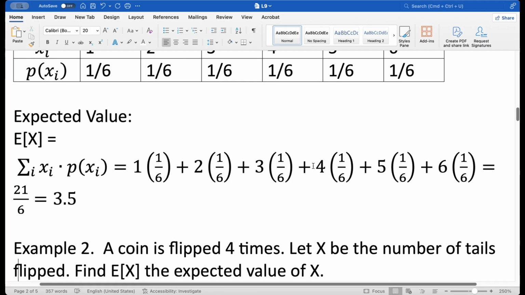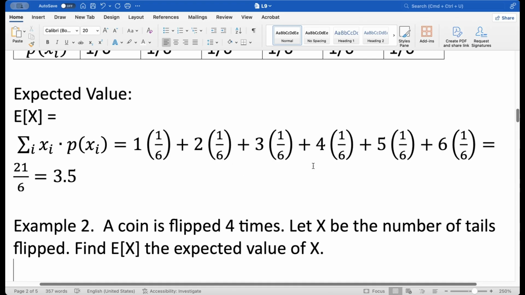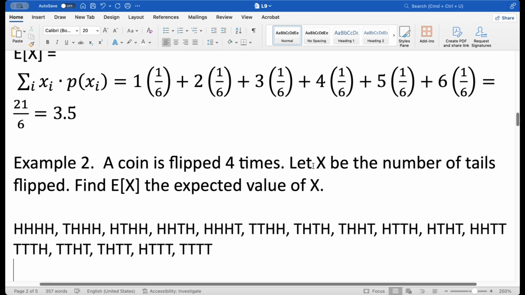All right, second example. A coin is flipped 4 times. X is the number of tails flipped. Find the expected value of X. How many tails do you expect to get if you flip a coin 4 times? So we're flipping a coin 4 times. There are 2 possibilities, H or T, for each flip. So the total number of possibilities is 2 to the 4th, which is 16. And these are the 16 outcomes listed here.